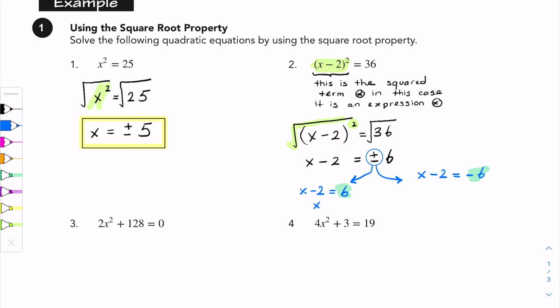Add 2 to both sides over here, we end up with x equals 8. Add 2 to both sides over here, you end up with negative 4. So your two solutions are x equals 8 and negative 4.